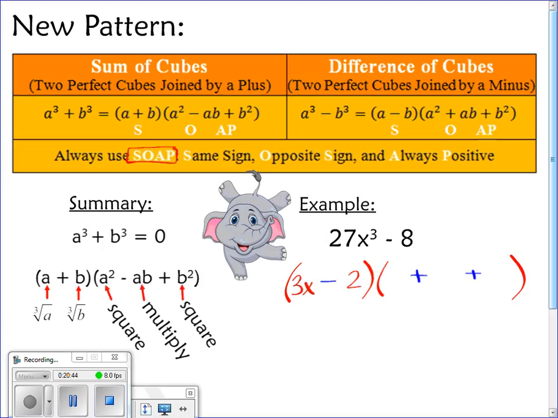The first numbers we filled in, we just took the cubed roots of those. Once you did that, I don't even need this anymore. To finish filling in the second part, it's sheer memorization. It's square, multiply, and square. And it's based off of these numbers that you filled in first. So what is 3x squared? 9x squared.